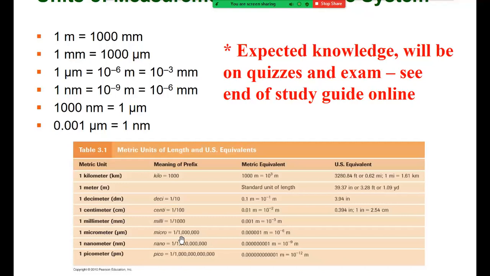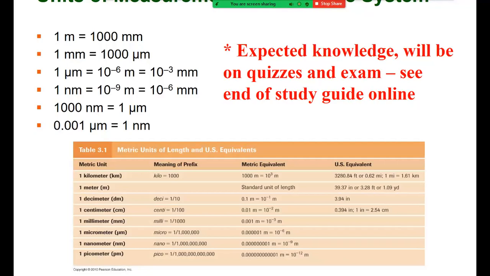Let me see if I can find a ruler. I used to have one over here. Not finding it. You should know a millimeter. That is the smallest unit on a ruler, the metric side, a millimeter. You should know a micrometer. Well, let me say a centimeter is 1/100th of a meter. A millimeter is 1/1000th of a meter.